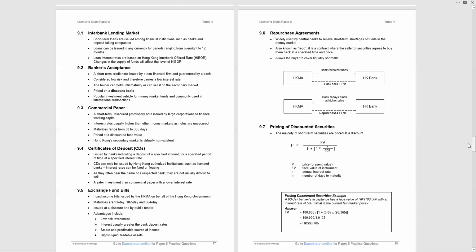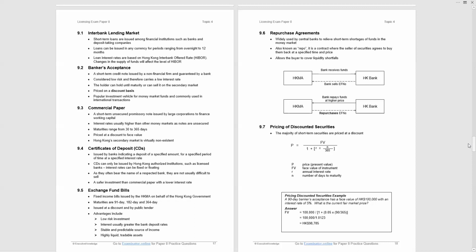Well, it's a case of plugging the numbers into the formula that we've just reviewed. We take 100,000, we put it on the numerator, and we divide that by 1 plus the interest rate, the annual interest rate which was given to us, of 5%, and we multiply that by the outstanding days to maturity, 90, divided by 365.